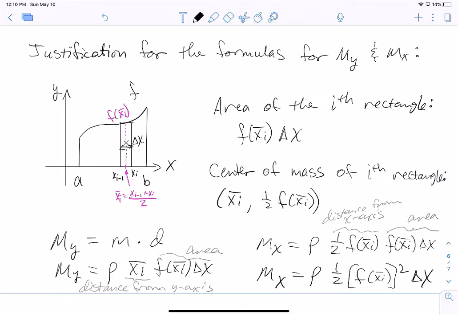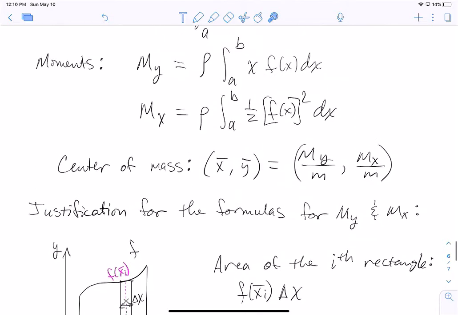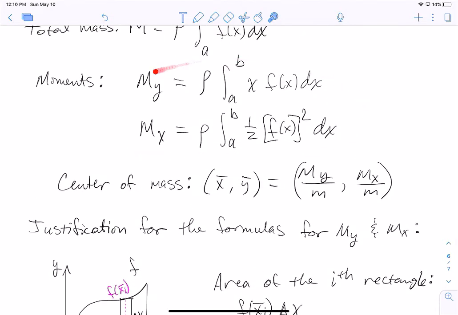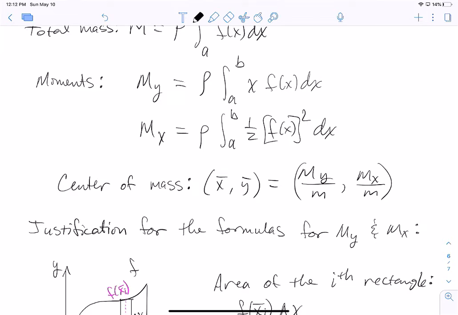It's m sub x. These are incremental moments, and adding together a bunch of those incremental moments is where these integral formulas come from that we just talked about. Now let's look at an example.